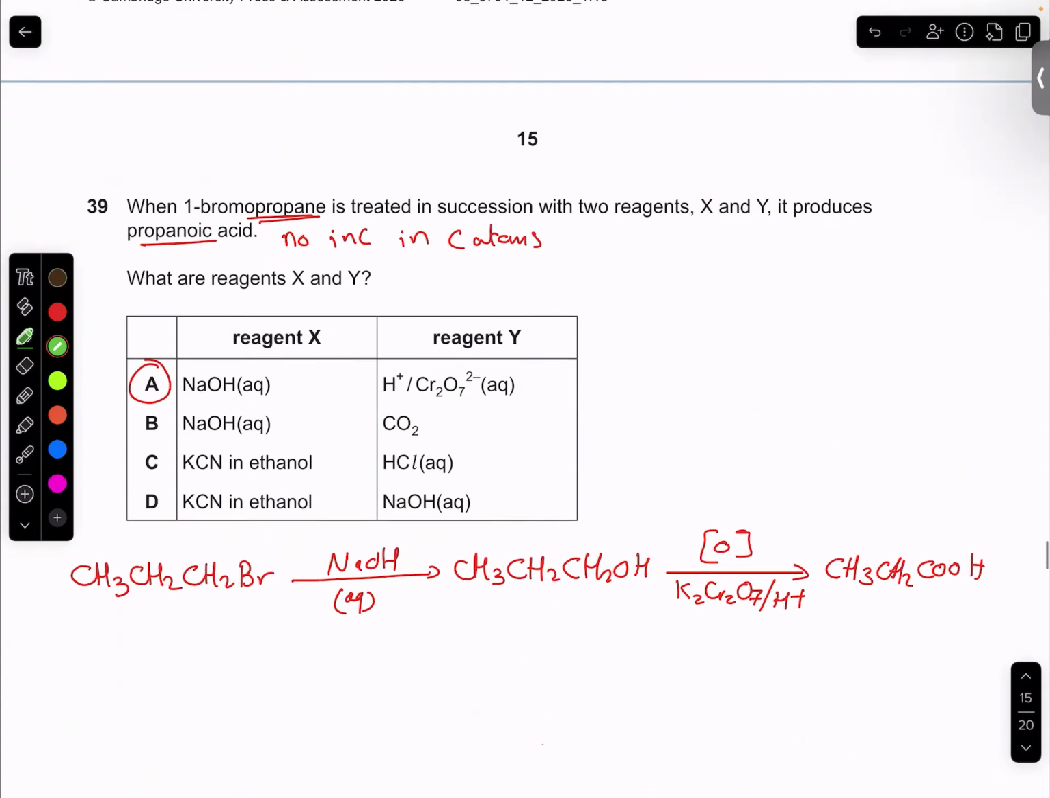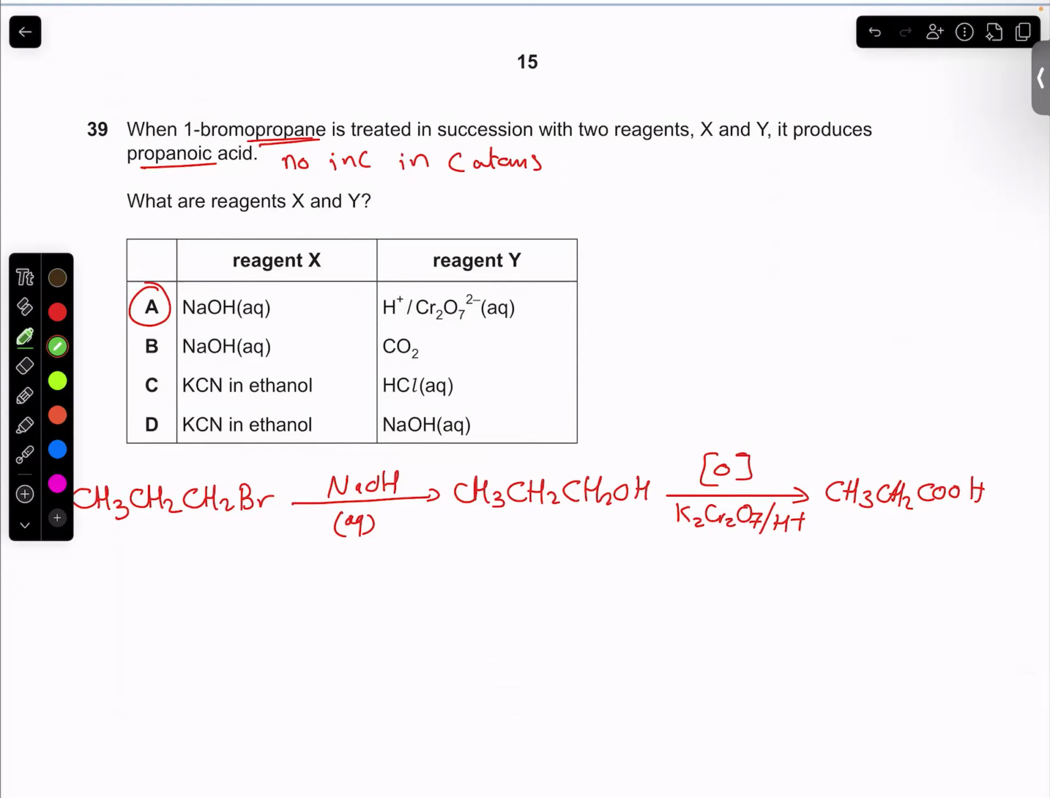Okay. Question number 39: when 1-bromopropane is treated in succession with two reagents, X and Y, it produces propanoic acid. 1-bromopropane, when we add aqueous sodium hydroxide, as we said, it produces alcohol, right? If it is in ethanol, it produces alkene. So it produces propanol, 1-propanol, okay?